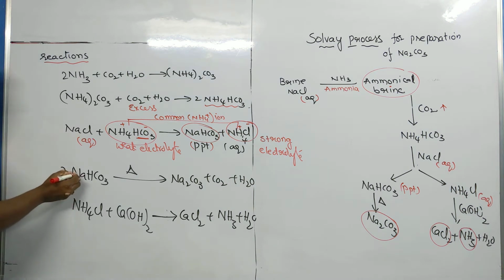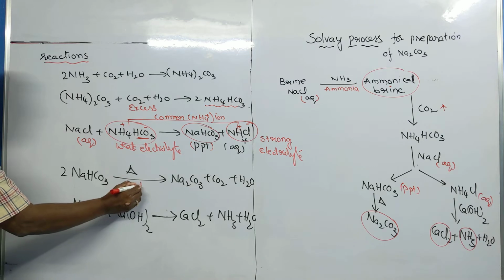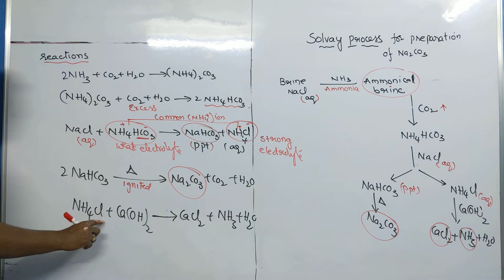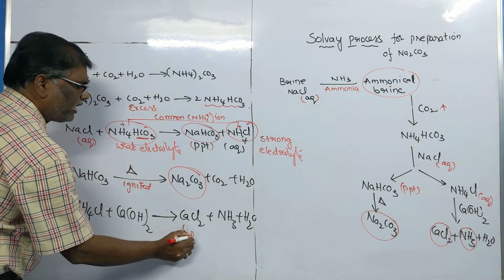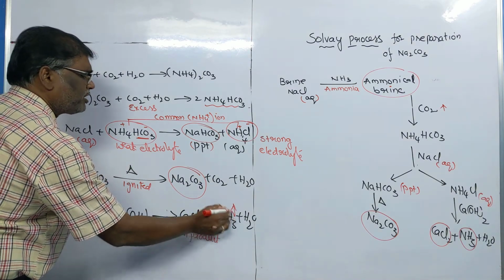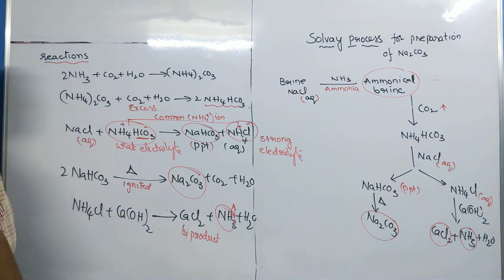Now this sodium bicarbonate is taken out and is ignited. Ignition means heating to high temperature. Then sodium carbonate is formed. Now the solution is treated with slaked lime or lime water. Then a byproduct calcium chloride is formed along with the formation of ammonia. So ammonia is used for further use. Thus ammonia is regenerated.